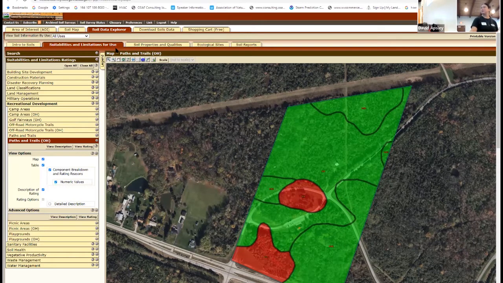Stephanie did mention that they're mapped in fairly large units, so you've got areas within them. It's not totally uniform. That's kind of an average. So that's the other thing to keep in mind.